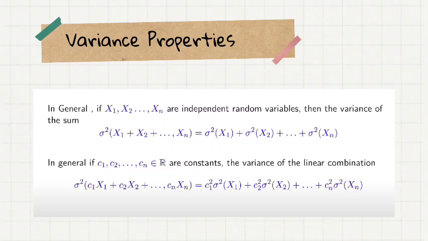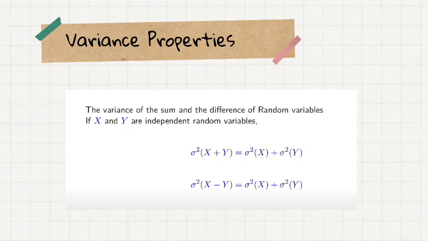This is not a linear combination. In particular, we have the variance of the sum and the difference of random variables x and y. So the variance of x plus y is equal to the variance of x plus the variance of y. But the variance of x minus y is also equal to the variance of x plus the variance of y. It does not subtract in this case.